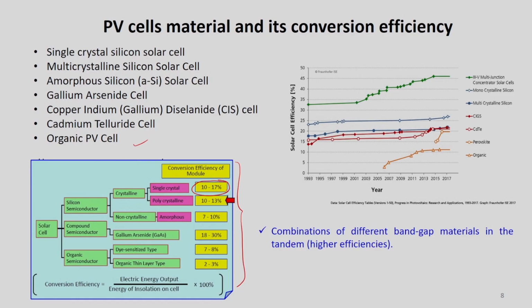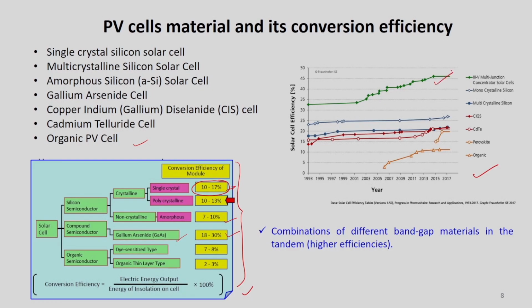And of course this efficiency is increasing with more precise manufacturing techniques, and polycrystalline is 10 to 13, then amorphous is 7 to 10, then gallium arsenide has a very high percentage of conversion, but it is very costly. Availability of material is an issue. Then dye-sensitized is reported to be 7 to 8, then organic thin film is 2 to 3. So these are the efficiency list, and this figure shows the solar cell efficiency and how this development is taking place.